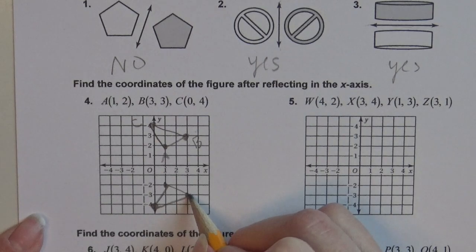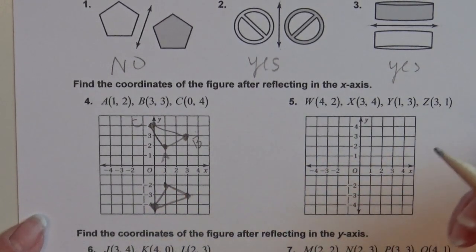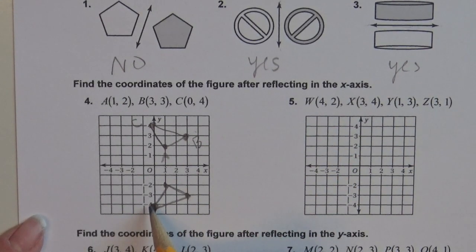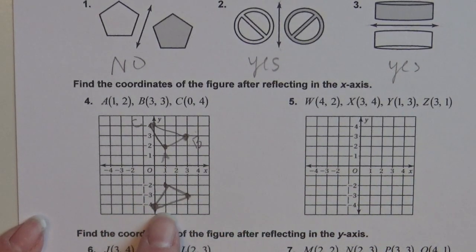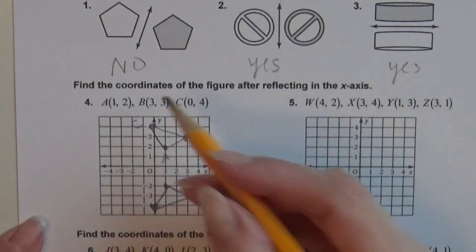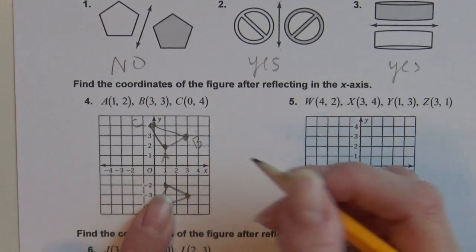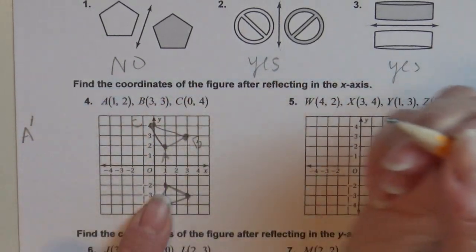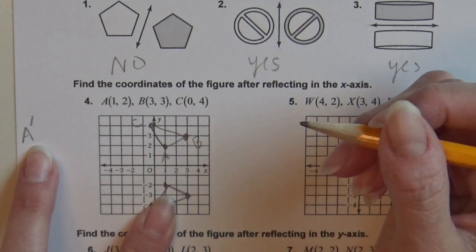This is what we call the image. The image is the result after the transformation has occurred. And they want us to find the coordinates, so we need to list these coordinates. When we do this, we can use the notation for the corresponding point on the image to point A, which is going to be this one. We can call it A prime, like this. It just has a little mark next to it like that.